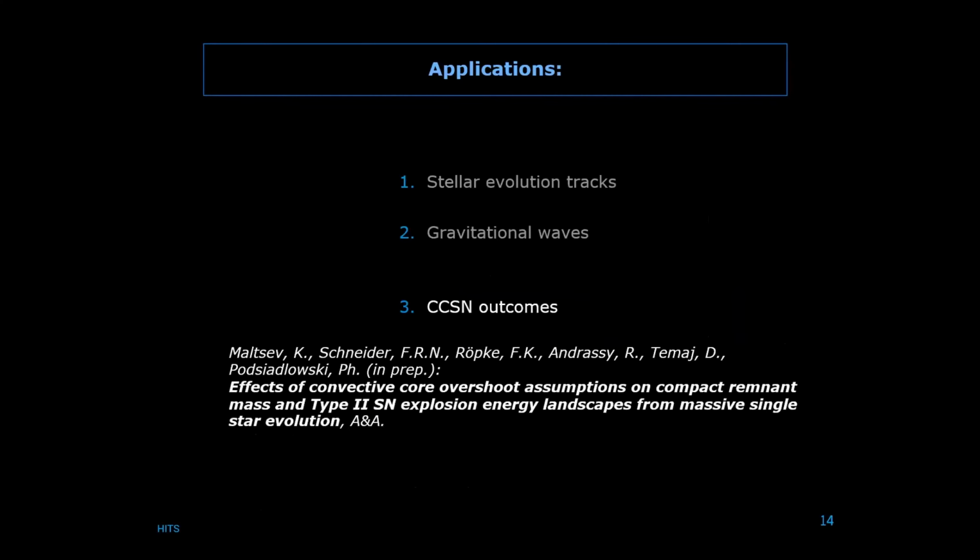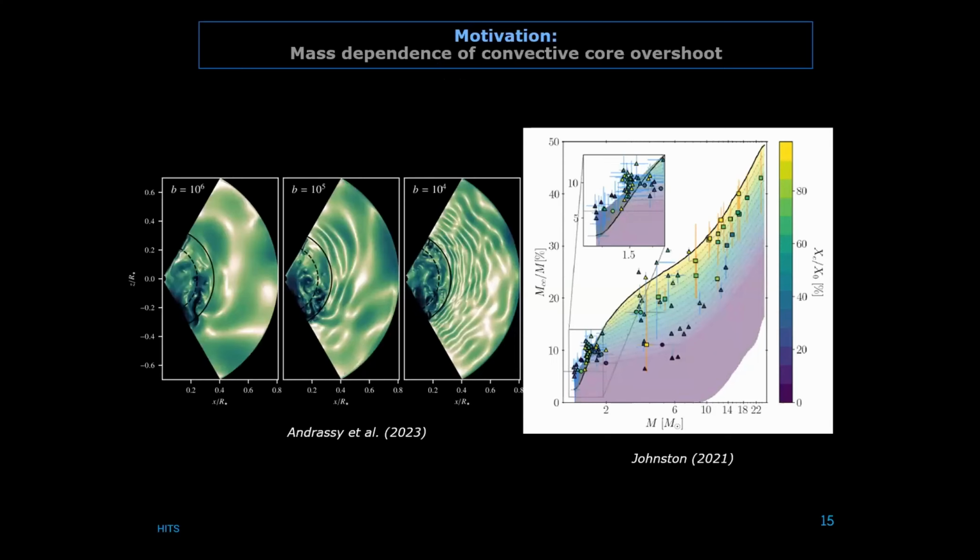Yeah, I guess just quickly on the final project, which is in prep paper: effects of convective core overshoot assumption on compact remnant mass and type 2 supernova explosion energy landscapes from massive single star evolution. So convective core boundary mixing is one of the major modeling uncertainties of massive star evolution, which directly impacts the course of the star and thereby their final fates and remnant properties. And there is observational evidence that the extent of the overshoot zone increases with increasing mass.